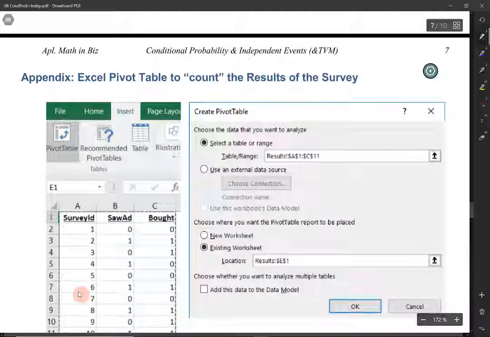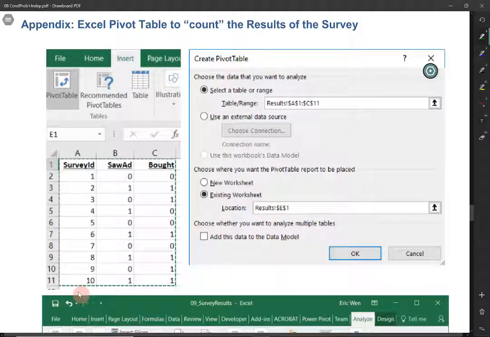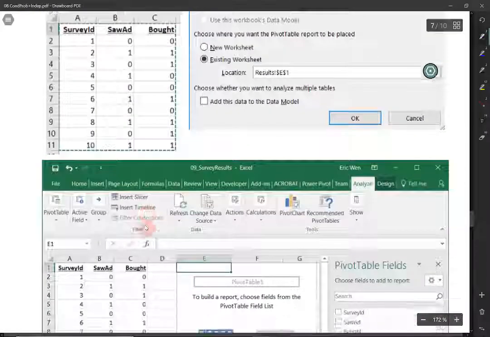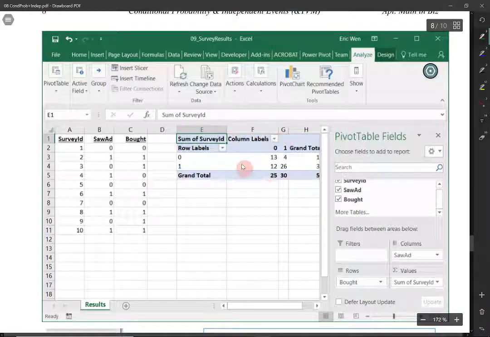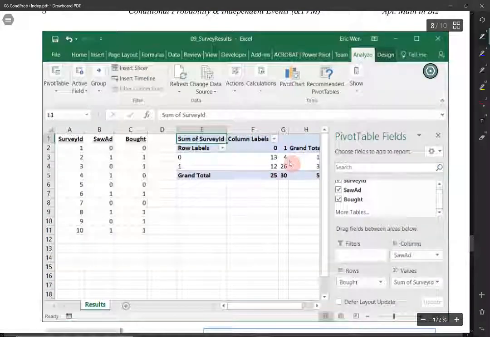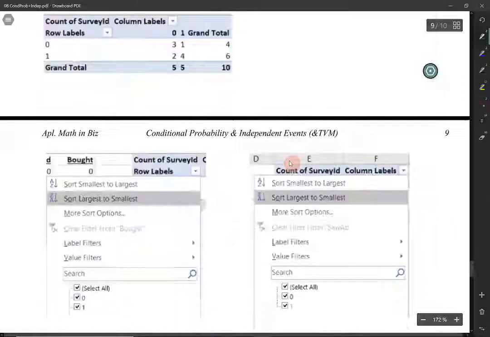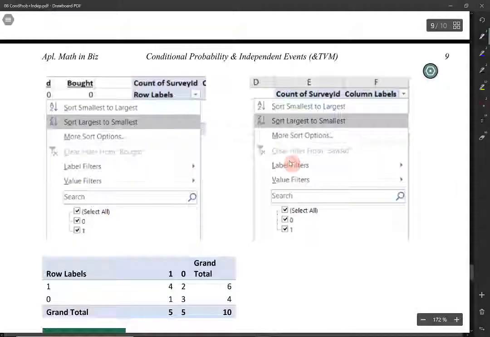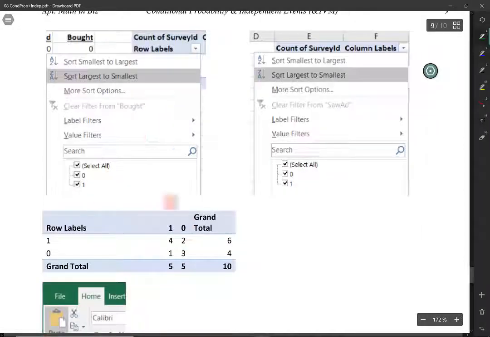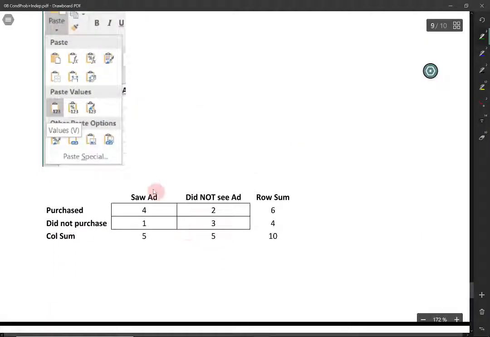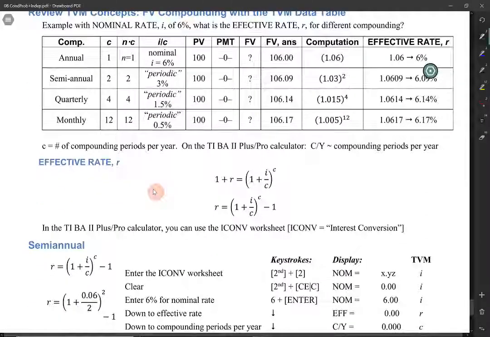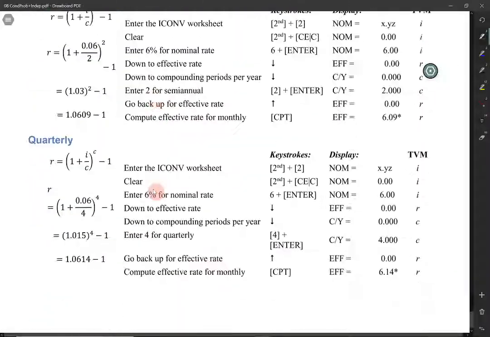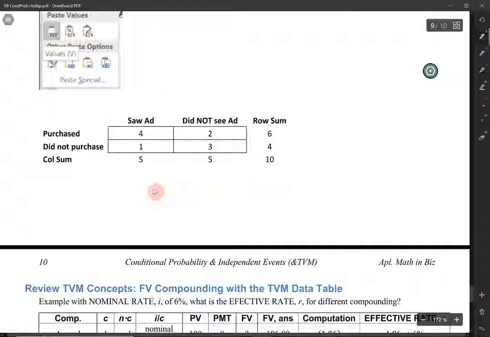Okay, and then here are just some examples of how you go from raw data to a contingency table. The way to do that is through this Excel transformation called the pivot table, and then you would copy that. Okay, and if you just want to skim through a quick review of some topics on TVM, that's there.